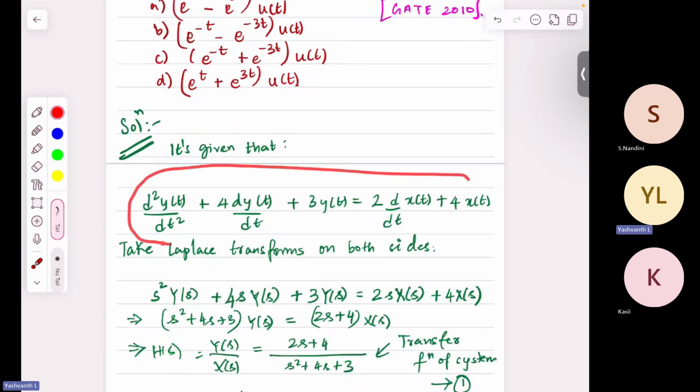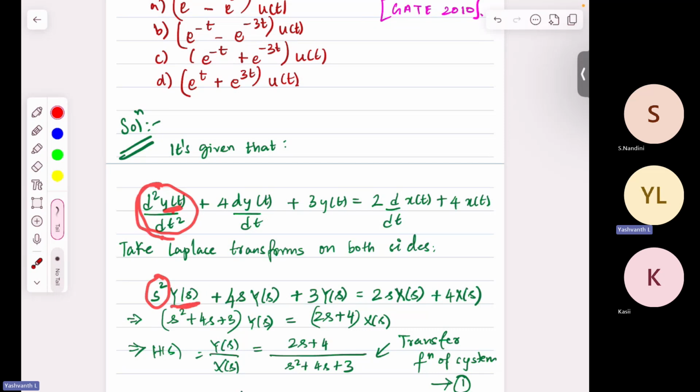So this was your differential equation. What we will do now is take the Laplace transform on both sides. So recall, by the differentiation property, if you differentiate y of t 2 times, in the Laplace domain you will multiply s 2 times to y of s. So that means the second order differentiation of y of t will have the Laplace transform s squared times y of s. Is that clear? Do you remember this just by using the differentiation property of the Laplace transform? Is it clear?